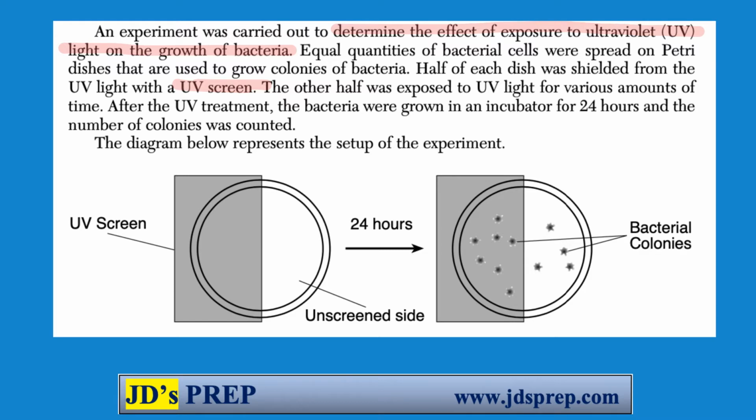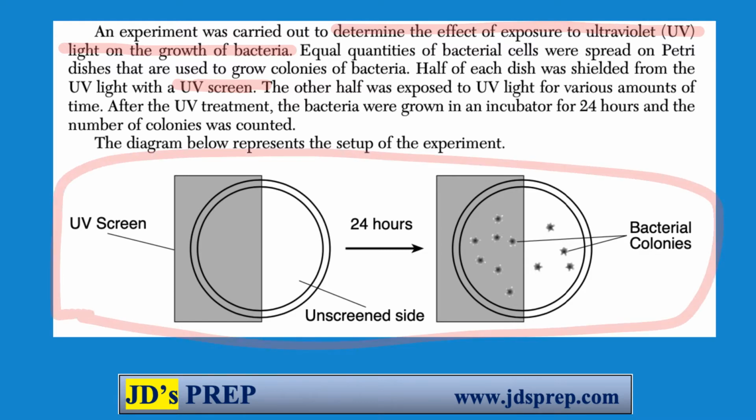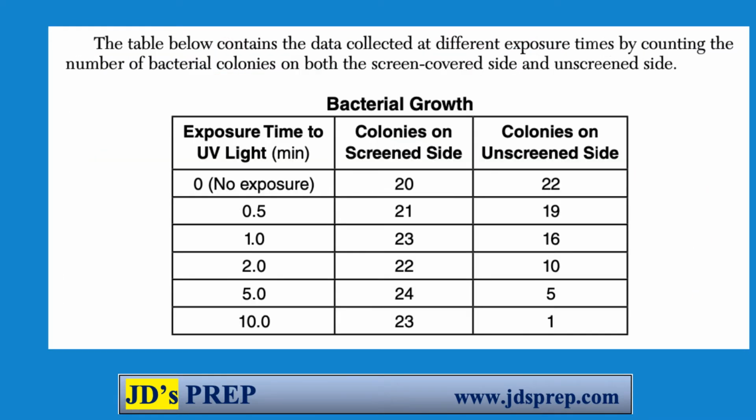The setup of the experiment is here, and the data table is here. So looking at our data table, we have exposure time to UV light, so no exposure up to 10 minutes of exposure. We have the colonies on the screened side, so the ones that were not exposed to the UV light, and the colonies that were exposed to the UV light.